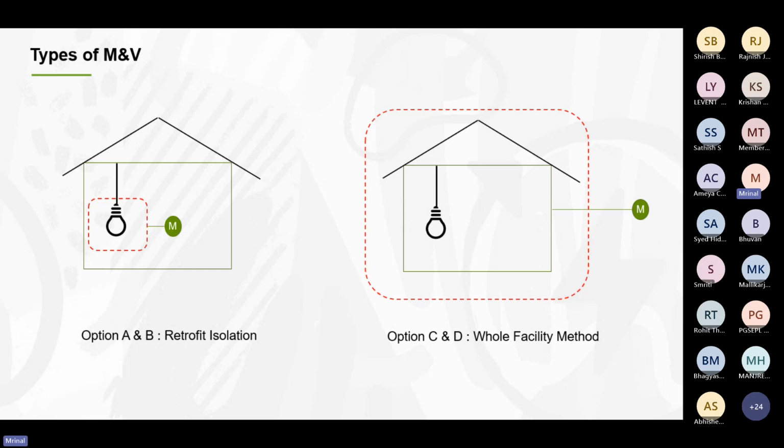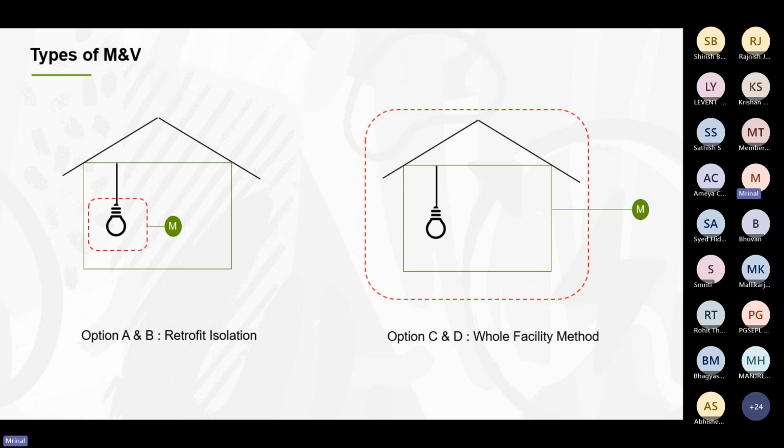Now, the retrofit isolation method considers only the affected equipment, or the system where the equipment is installed, independent of the rest of the facility. Like in the first picture on the left-hand side, only the equipment which is installed, we will have to do the measurement of only those areas. The whole facility method considers the total energy use and de-emphasizes specific equipment performance. Like in the second case, we have to do the measurement of the whole facility, irrespective of the ECM measures that are there. So the primary difference in these approaches is where the boundary of the ECM is drawn.